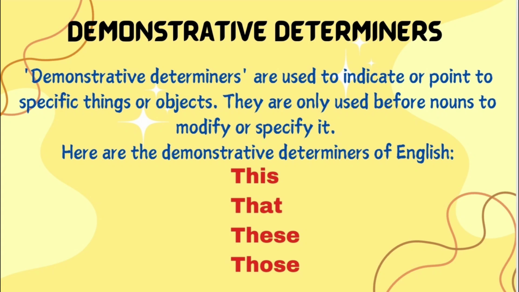Demonstrative determiners. Demonstrative determiners are used to indicate or point to specific things or objects. They are only used before nouns to modify or specify them. So here are the demonstrative determiners of English: this, that, these, and those.